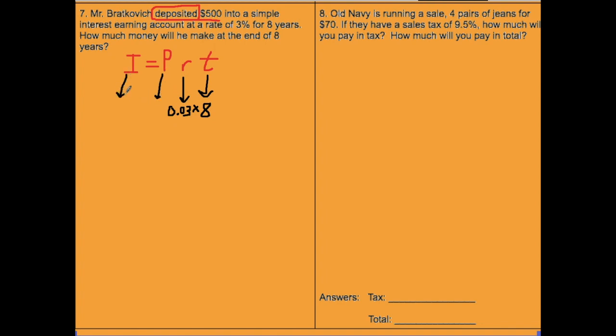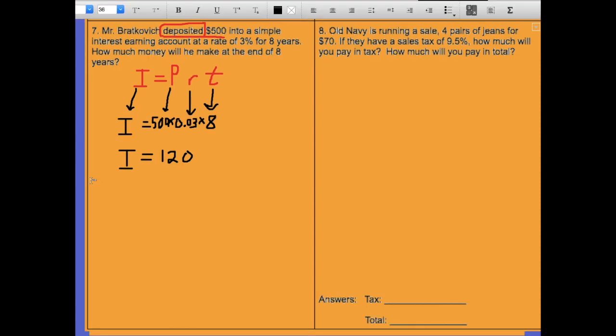Okay, so this is where it gets a little tricky. Which is which, right? Deposited 500. So when you deposit something, you put that in. So we're starting with that. So this is our starting value. I read that wrong, deposited 500. Okay. And I, we don't know yet. So I goes here. And we simply multiply all those. And we should end up with 120. So we can say he earns $120 at the end of 8 years. Seems like a long time, but that's how much you're earning on only a 3% earnings.